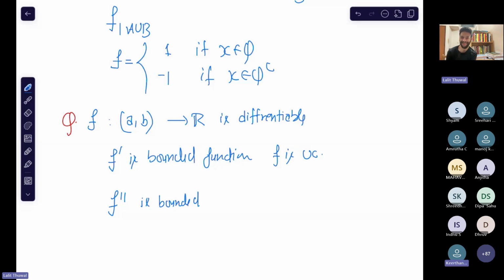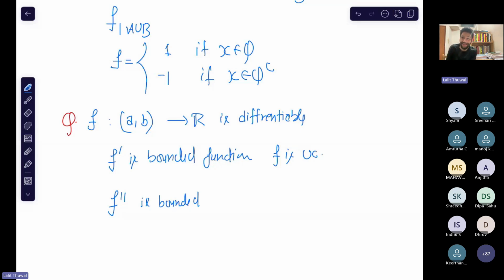Okay, think about this problem. This is your homework. So you have learned a good thing today. You already knew that if f dash is uniformly continuous, then f is uniformly continuous. But you learned today that if f dash is a bounded function, then f is uniformly continuous. And if f double dash is a bounded function, then also f is uniformly continuous.